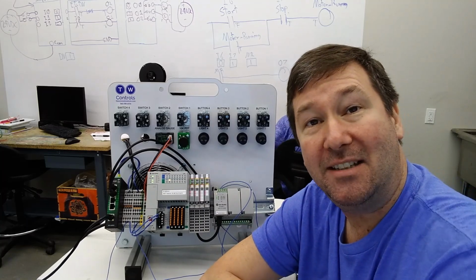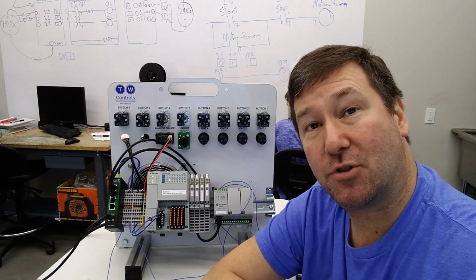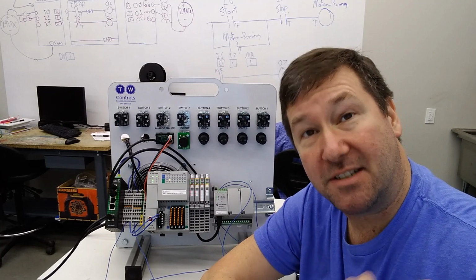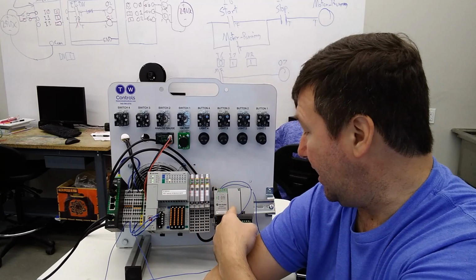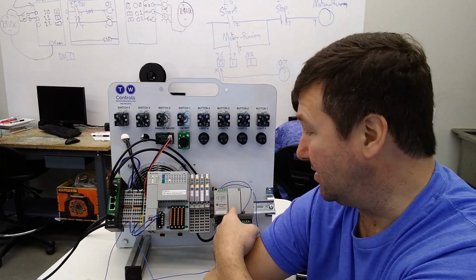Hi, this is Tim. Today we're going to go through how to set up trending in Rockwell Automation's Connected Components Workbench software. For this video, we're going to be using the Allen Bradley Micro800 PLC.